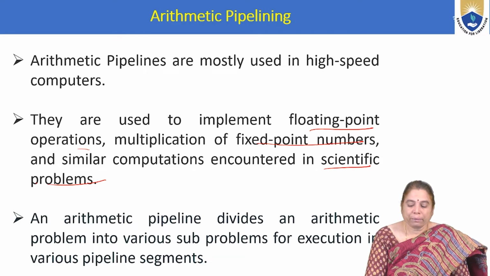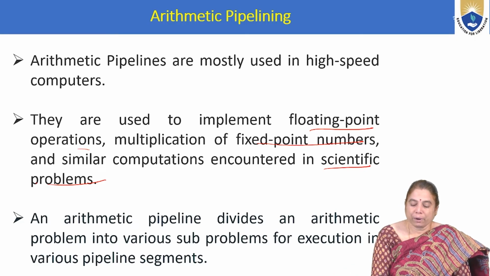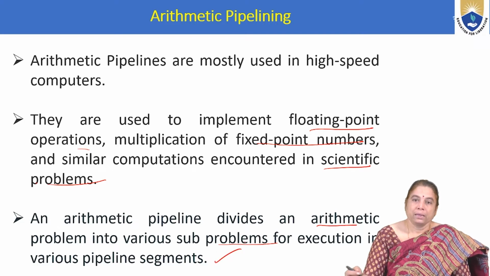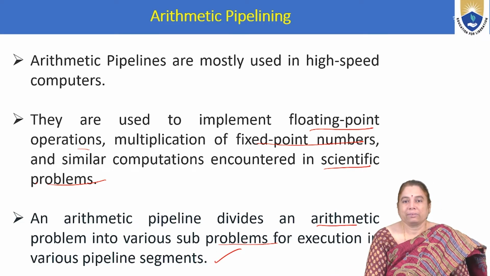An arithmetic pipeline divides an arithmetic problem into various sub-operations for execution in various pipeline segments. Just now we discussed one example, A into B plus C. This major task can be divided into 3 segments, and these 3 segments can be implemented separately with a pipeline register, in parallel with the other segments of the operation.